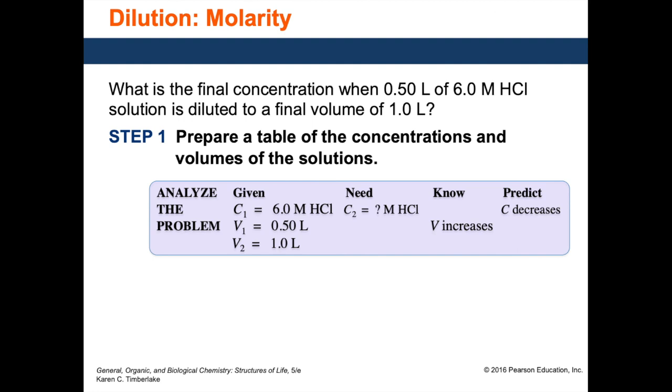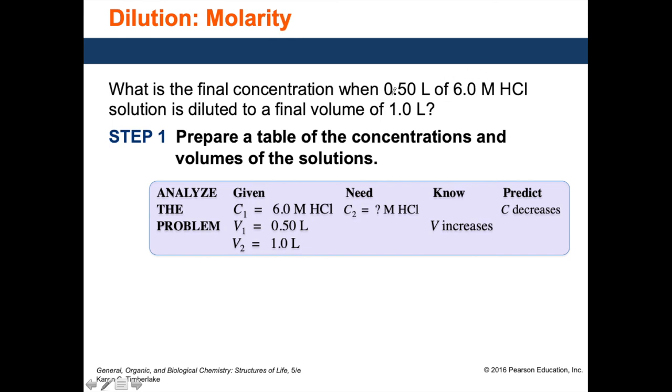All right, so let's try a problem out here. So here we have a solution that, we're starting off with 0.5 liters of 6 molar hydrochloric acid, and we're adding water to it. We're diluting it to a final volume of 1 liter. What's the new concentration going to be? All right, so your initial concentration, C1, is 6 molar HCl.